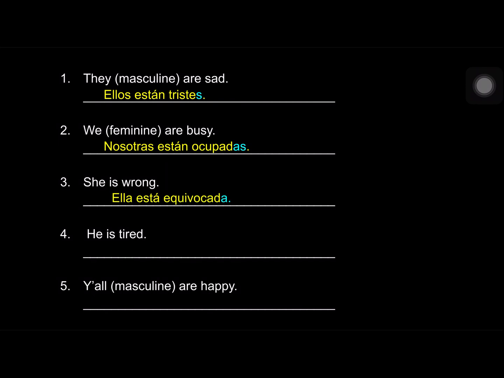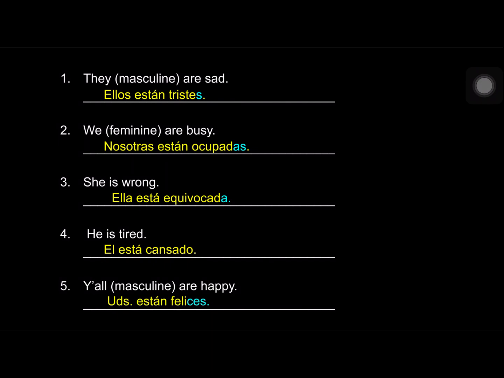He is tired. He is él. And the conjugated form for él in estar is está. And then tired is cansado. And you guys could just keep that singular masculine. And the last one, I'm going to say y'all are happy. And notice I said masculine. The only y'all that could go feminine or masculine is vosotros and vosotras, used in Spain. So I'm going to say it should have been vosotros estáis felices. I ended up using ustedes.